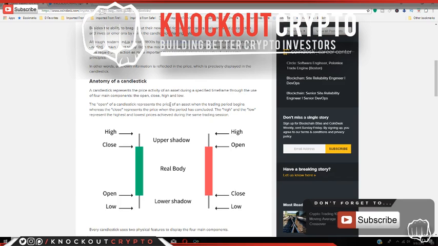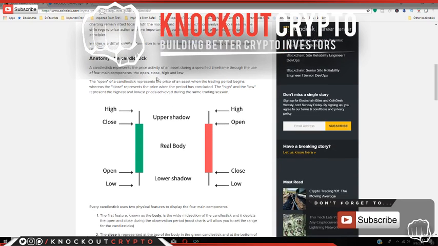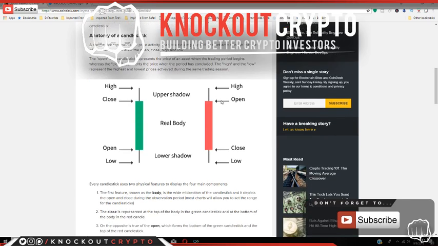The anatomy of a candlestick. A candlestick represents the price activity of an asset during a specific time frame through the use of four main components: the open, the close, the high, and the low. The open of a candlestick represents the price of an asset when the trading period begins, whereas the close represents the price when the period has concluded. The high and the low represent the highest and lowest prices achieved during the same trading session.